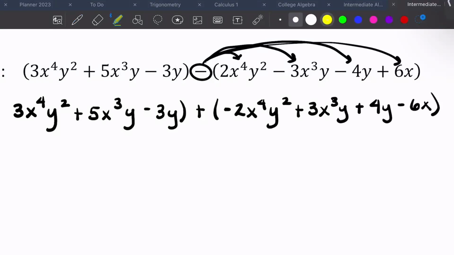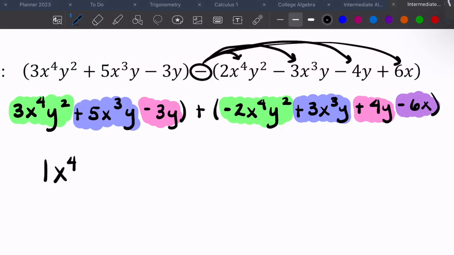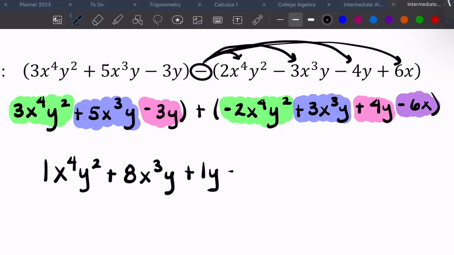Okay, now I'm going to highlight like terms. I have x to the fourth y squared here and x to the fourth y squared here. I have x cubed y and then x cubed y. And then I have just y's. And then my x doesn't have a buddy, so it's just by itself. Now add, so we have just 1x to the fourth y squared. You don't have to put that 1 if you don't want to. Plus 8 plus 1y minus 6x.